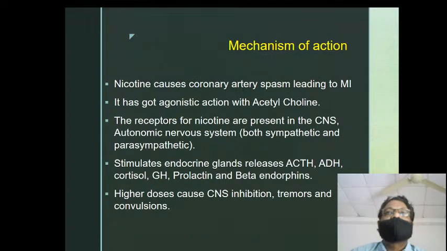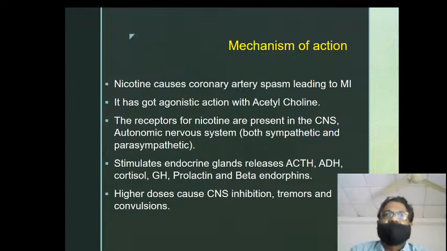When it comes to the action, nicotine mainly acts over the heart. It produces coronary artery spasm. This is a very important point, students, please remember. When it comes to the pathophysiology of myocardial infarction, one of the important mechanisms that we discussed is coronary artery spasm. So nicotine produces coronary artery spasm, which can result in myocardial ischemia and myocardial infarction. That is one of the important actions of nicotine over the heart.